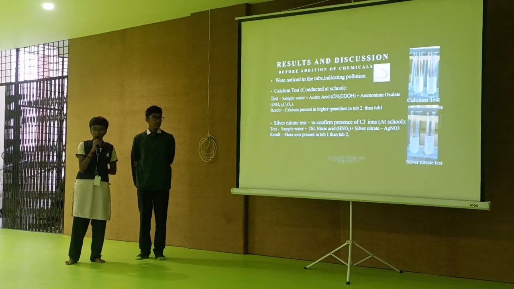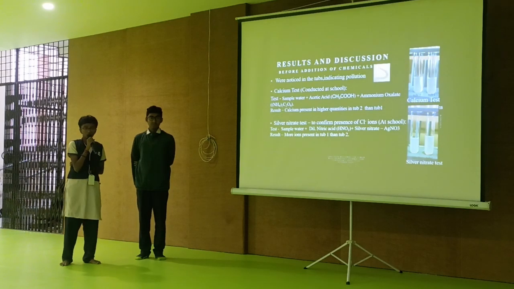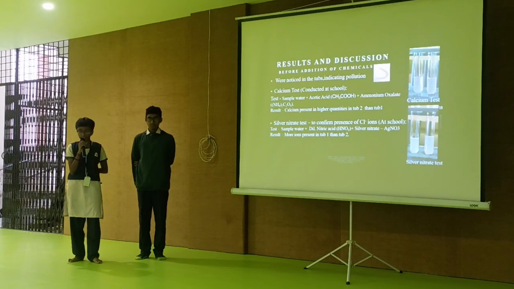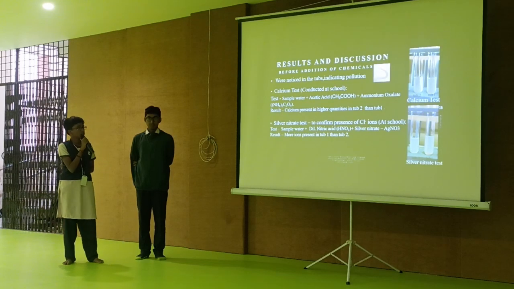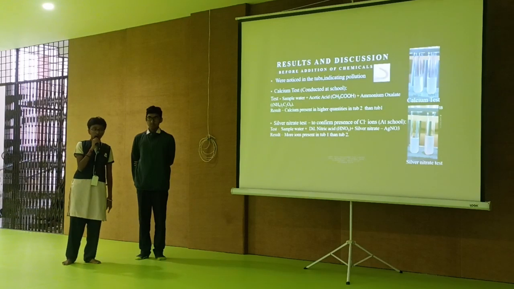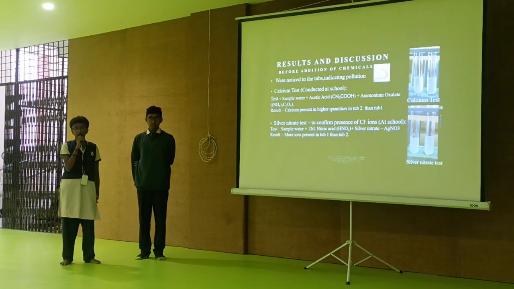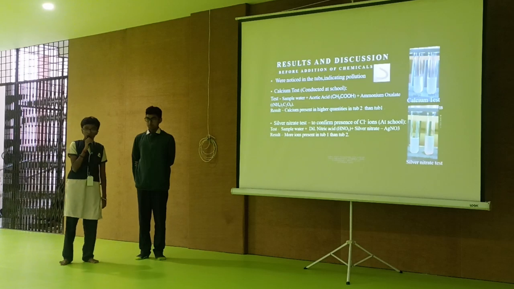We did only a few tests as most of our time went in acquiring the materials and setting up the ecosystem. We also noticed indicators in the two tubs which indicated pollution before adding fertilizers only. Then we conducted calcium tests and silver nitrate tests. The water samples in both tub 1 and tub 2, before and after adding urea and AMC, showed the presence of calcium and chloride ions.